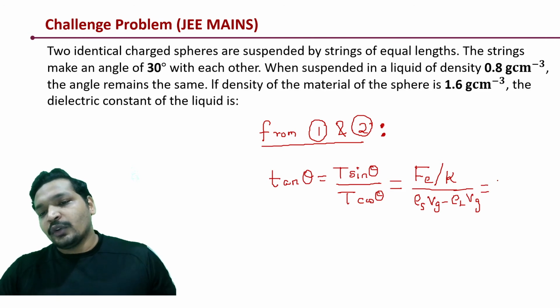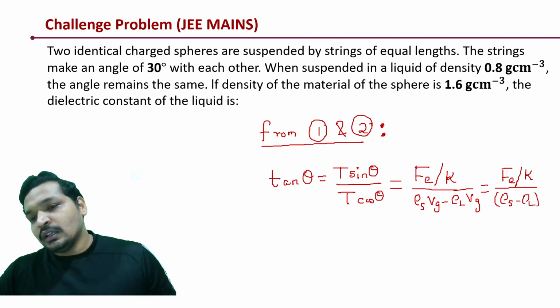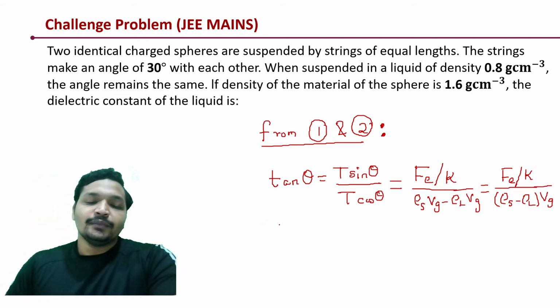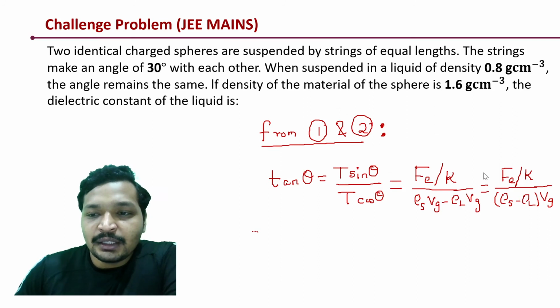What are we going to do? A small change. We have to bring in a small change just for the convenience of calculation, no other reason. We are going to say this is nothing but rho s minus rho L into V into G. Now finally we can write down the expression something like this.